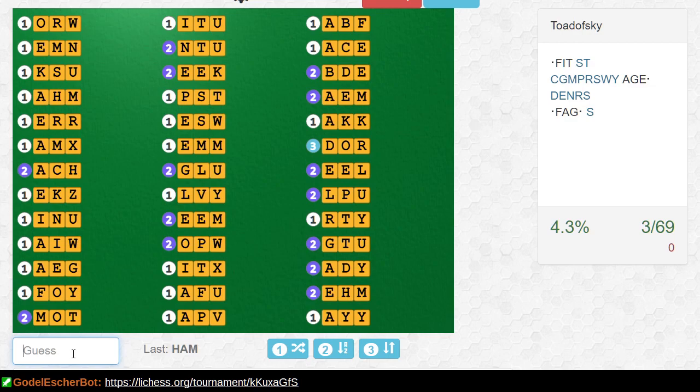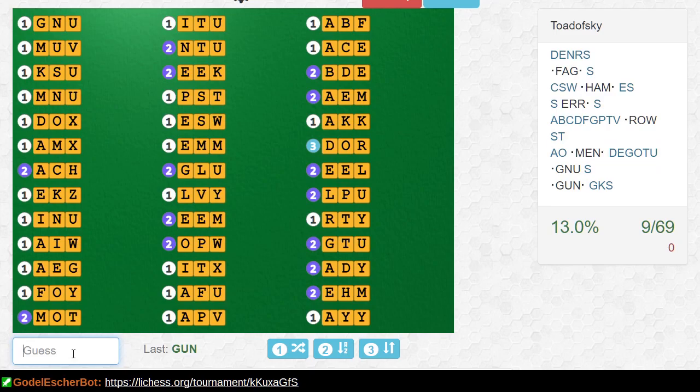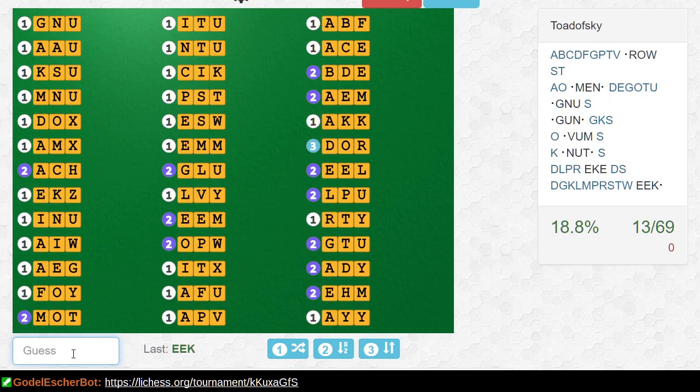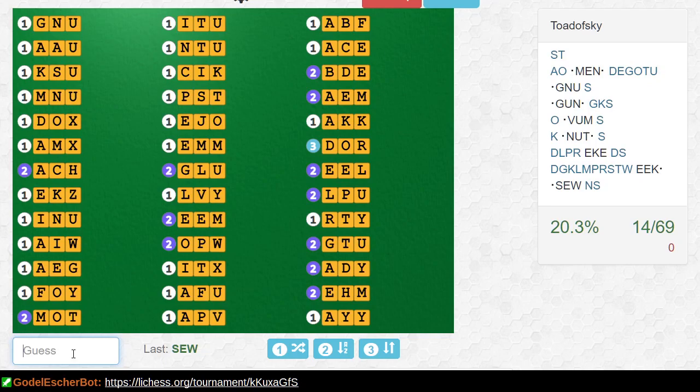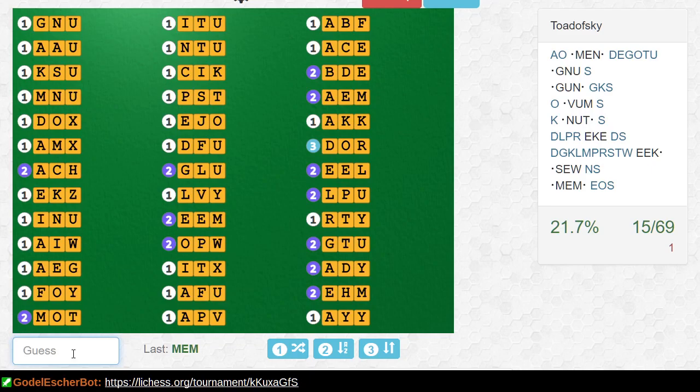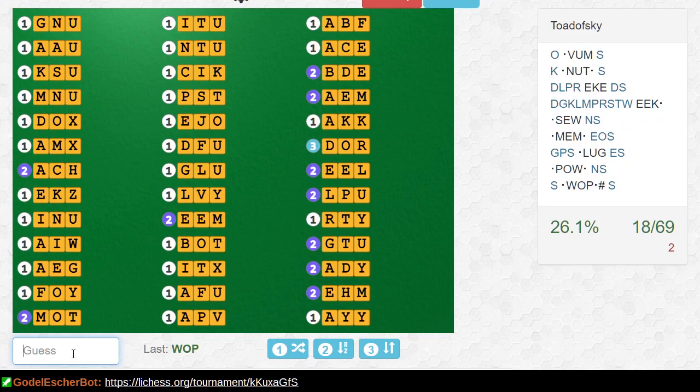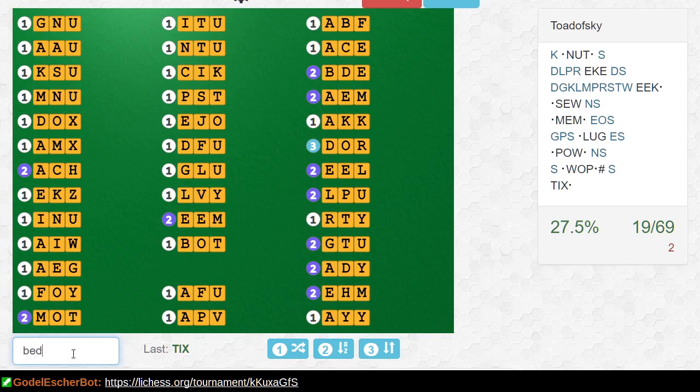So some of these words should be quite common. Bomb, I think. Nut. Eek. Eek. The other eek. Oh. I'm surprised to see PST in there. Log. VYL, I think. Nope. How and what? Ticks. Bed. Deb. I guess it's true that I haven't studied the US English threes list yet.